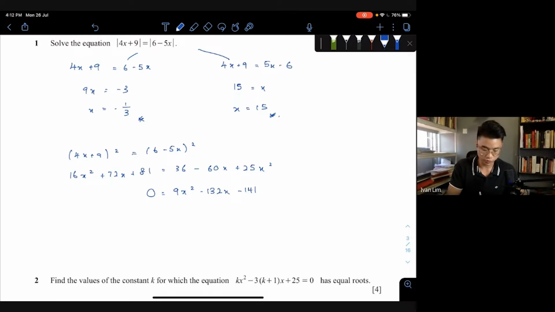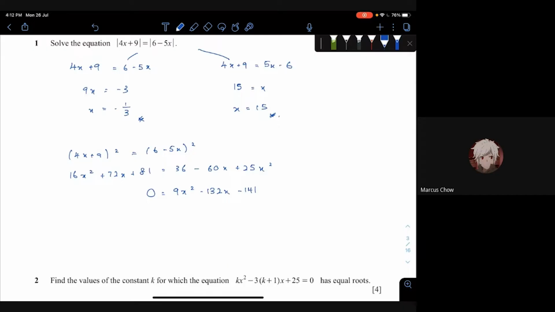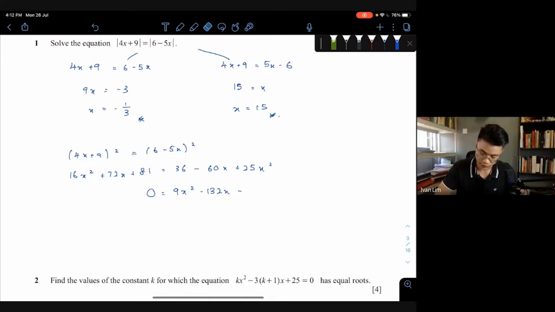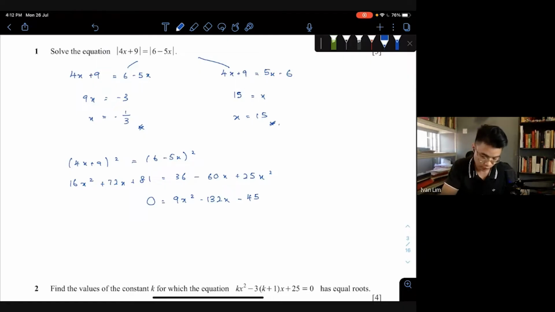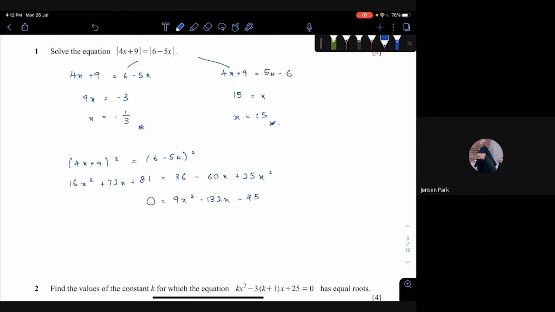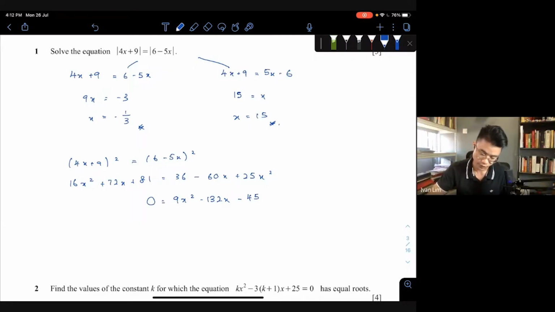9 minus 132. Marcus, what's your value? My value is a bit wrong, right? Mine is 9, minus 132, and minus 45. Minus 45? Okay, here I was wrong. Where's my symbol that's wrong? 4x plus 632. Oh, okay. Yeah, I counted wrongly.